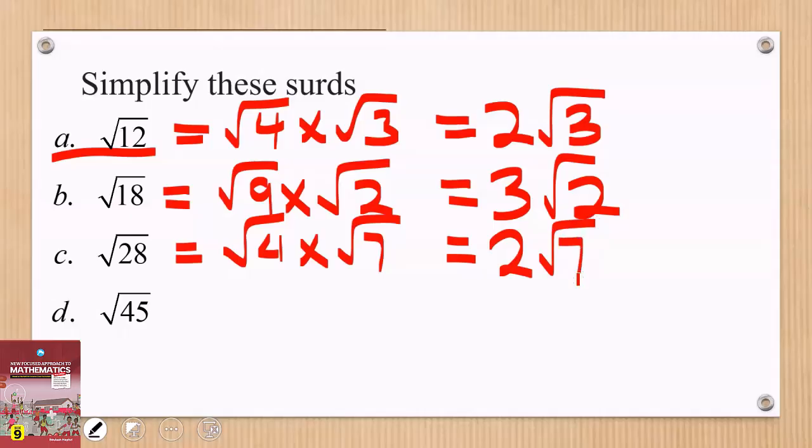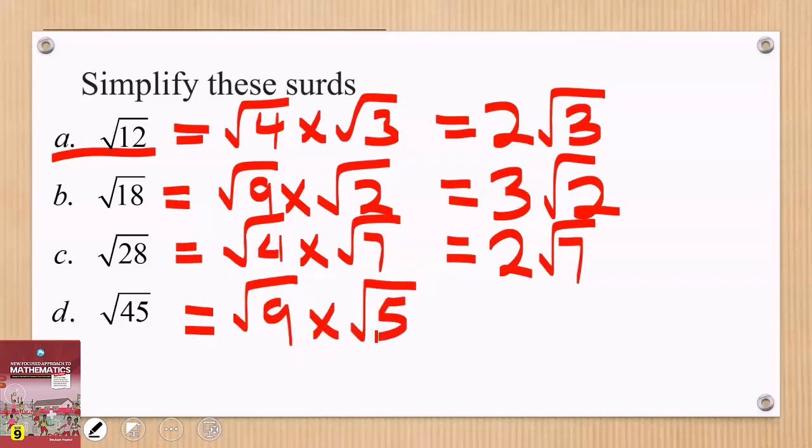Let's do the last one. Root 45. Which of the perfect squares can divide 45? Can 4 do it? No. The next one is 9. Yes, 9 can divide. So I'm going to have root of 9 times what will give us 45. And that is 5. So root 9 we say is 3. So 3 root 5. Good.